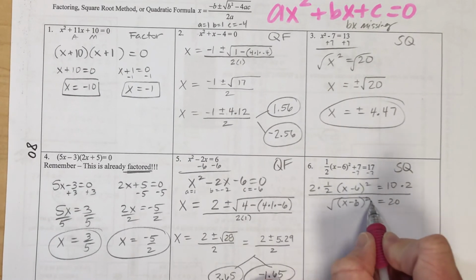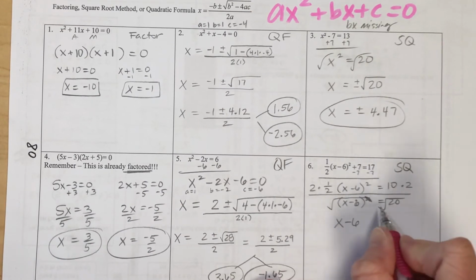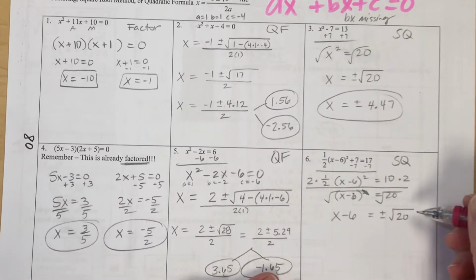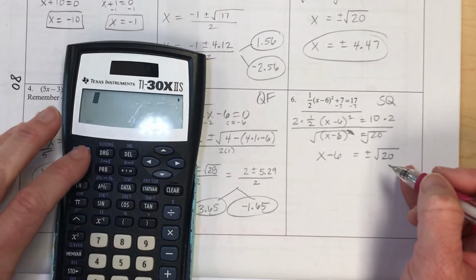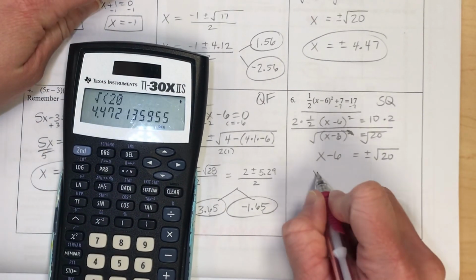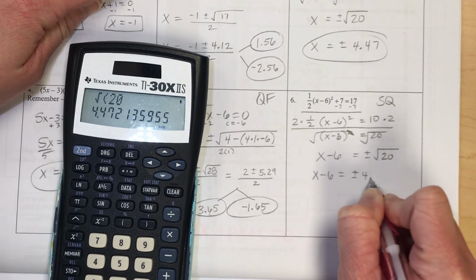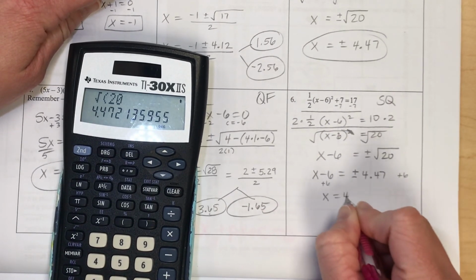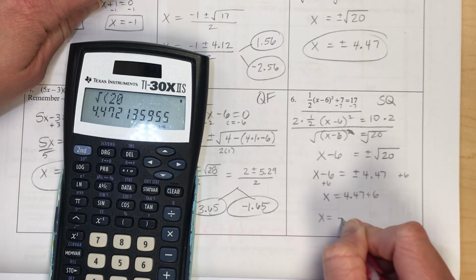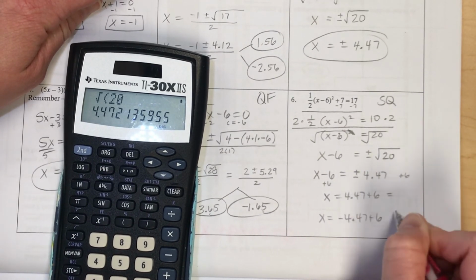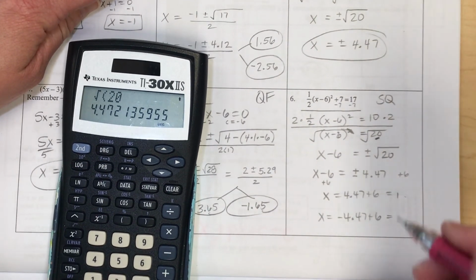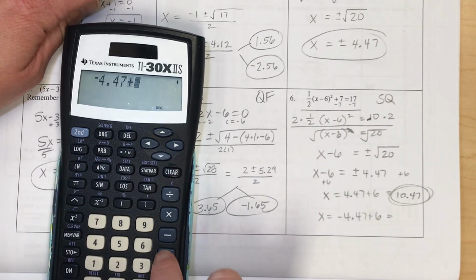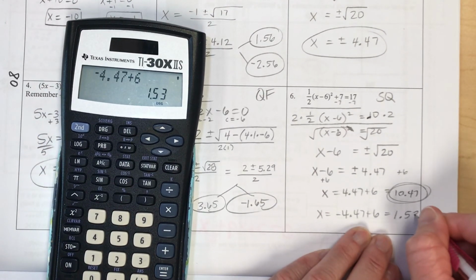Now to get rid of my square, I square root both sides. A square and a square root undo each other, but when you apply the square root, don't forget for your answer side, you've got to have plus and minus. So I'm going to get the decimal for the square root of 20, and I get positive and negative 4.47. So I'm going to add 6 to 4.47, and then add 6 to negative 4.47. So this is going to be 10.47. Negative 4.47 plus 6 is 1.53.